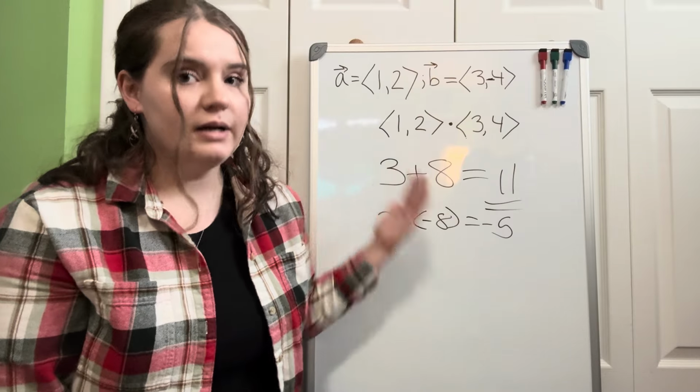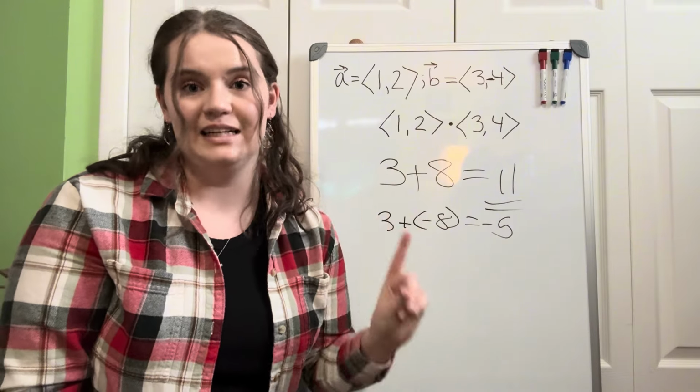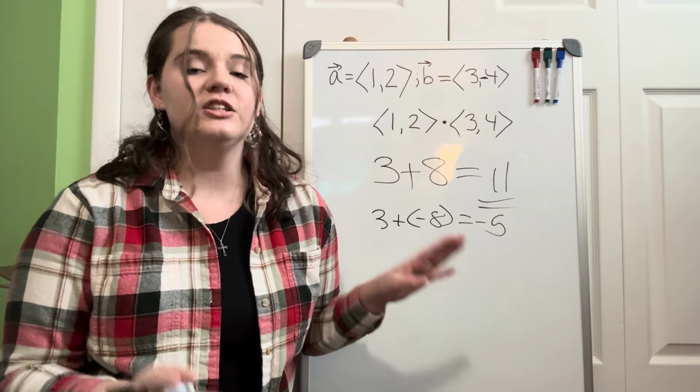So we are not creating another vector. We are finding a dot product, one single number. And that is all there is to solving for the dot product of two vectors.